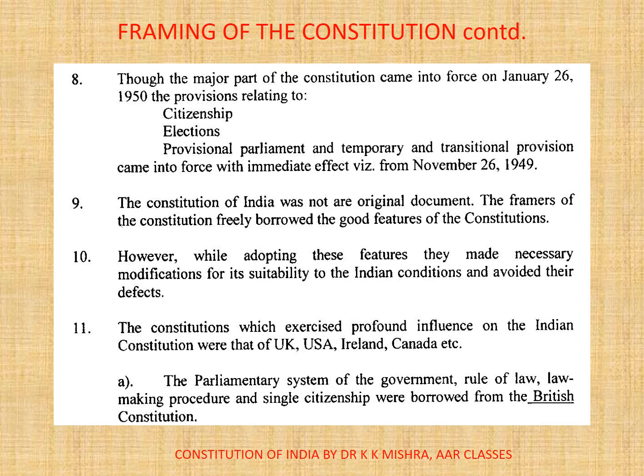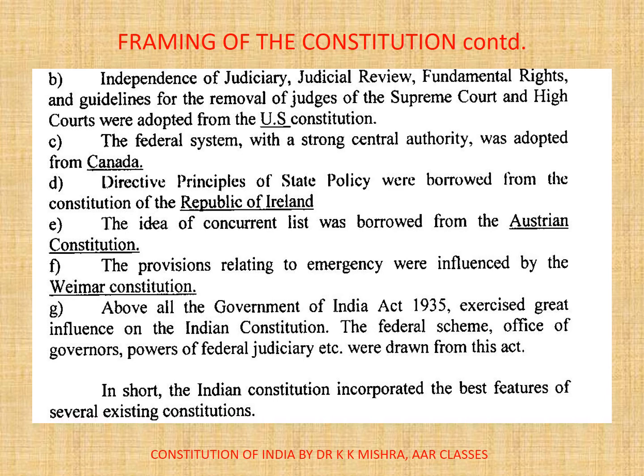Here, the parliamentary system of government, rule of law, law-making procedure and single citizenship were borrowed from the British Constitution. This is the first remarkable point that we need to note, as it may be asked in the examination, what portion of our Constitution was borrowed from the British Constitution. Let us take another point in this regard. B. Independence of judiciary, judicial review, fundamental rights and guidelines for the removal of judges of the Supreme Court and High Courts were adopted from the US Constitution.